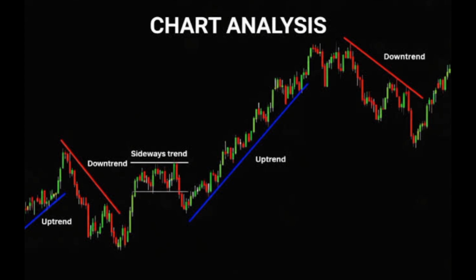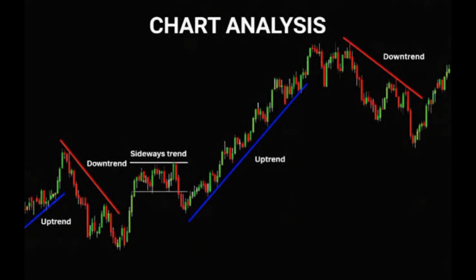No clear direction. Golden rule: the trend is your friend. Always try to trade in the direction of the trend.